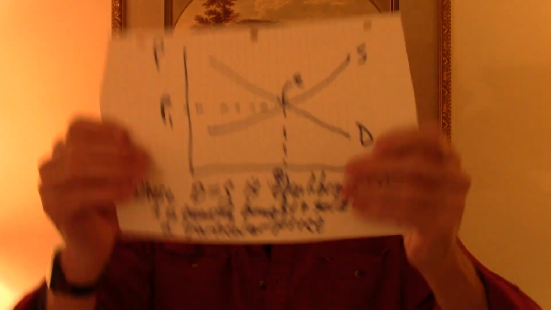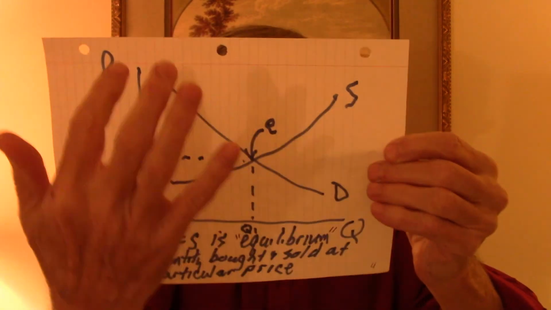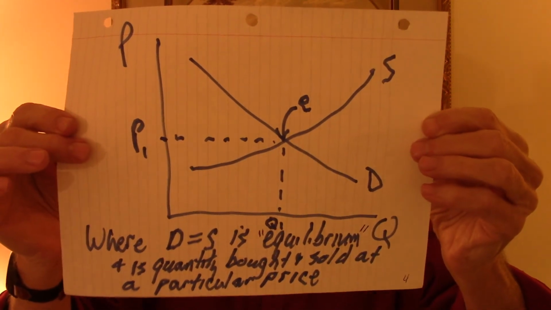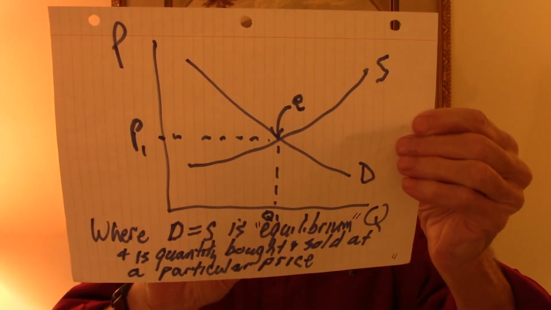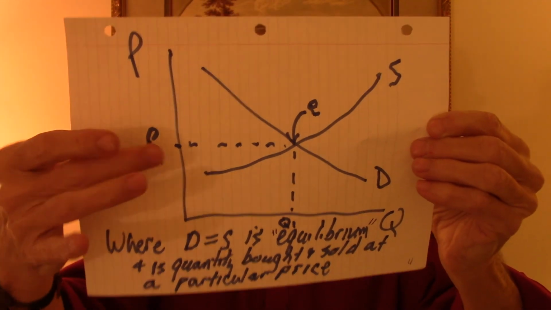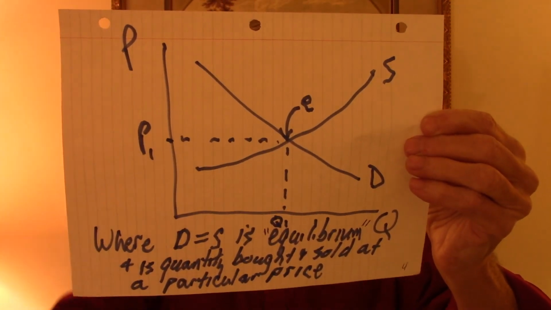Now this is very important. Now where supply and demand cross, this is a supply curve, that's a demand curve. Where they cross is called equilibrium. The equilibrium point determines the quantity that's bought and sold at a certain price, P. There's the quantity bought and sold, and there's the price that it's bought and sold at.